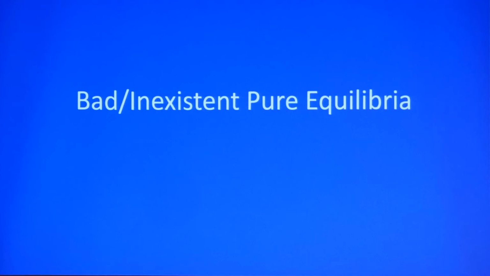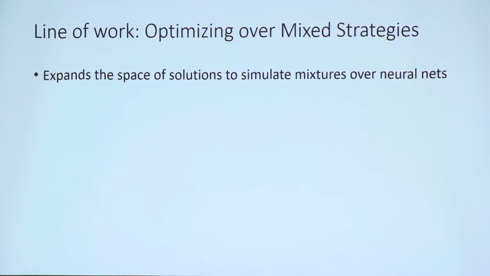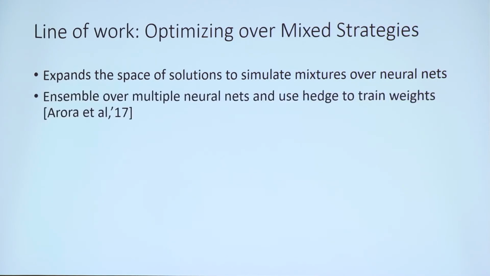So the next is this bad or nonexistent pure equilibria. Again, the problem is that because it's a non-convex concave problem, a pure equilibrium is not guaranteed to exist. There might be a large duality gap, and also local equilibria can be far from minimax solutions. And one line of work has tried to address this by, instead of optimizing over a single neural net, optimizing over mixed strategies, whatever that would mean. So some sort of expanding the space of optimization.